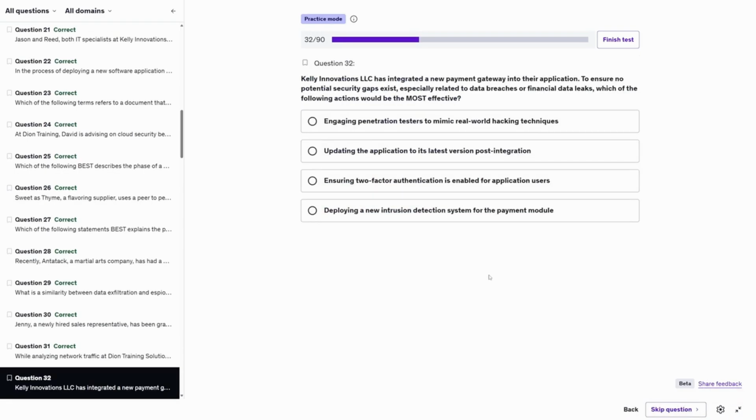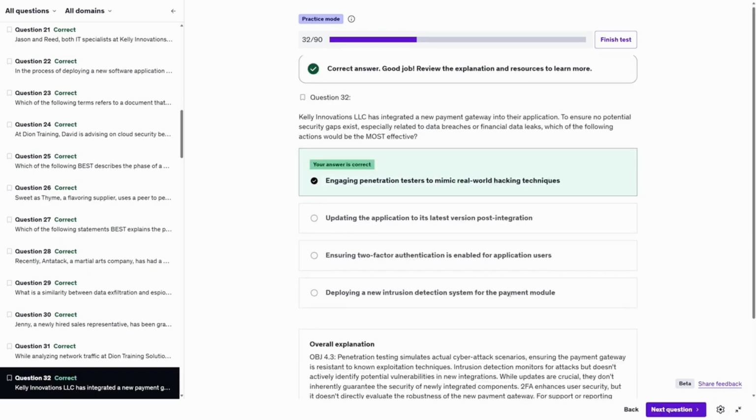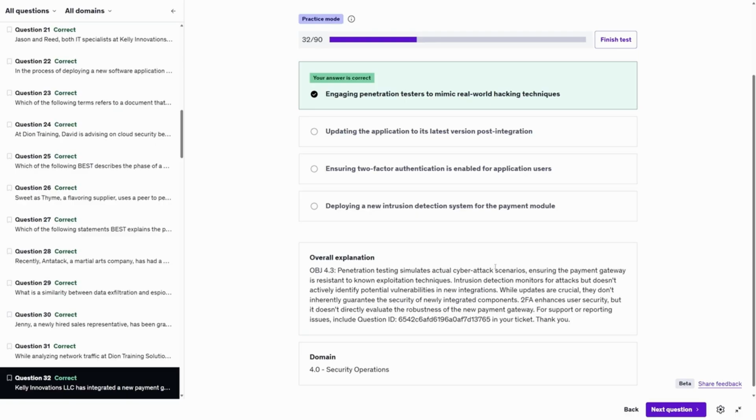Kelly Innovations LLC has integrated a new payment gateway into their application. To ensure no potential security gap exists, especially related to data breaches or financial data leaks, which of the following actions would be the most effective? And the answer here, I believe, is engaging penetration testers to mimic real-world hacking techniques. Okay, so penetration testing simulates actual cyber attack scenarios, ensuring the payment gateway is resistant to known exploitation techniques. I'll leave up the other answers here just for a few extra seconds.